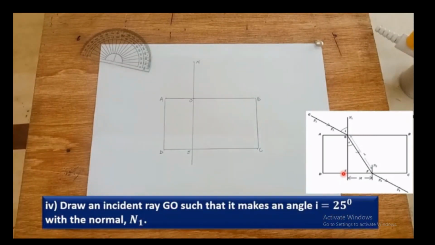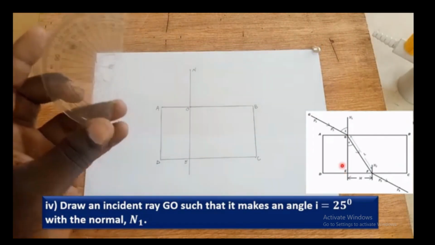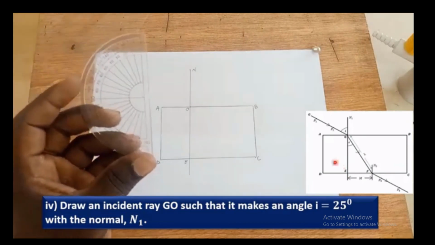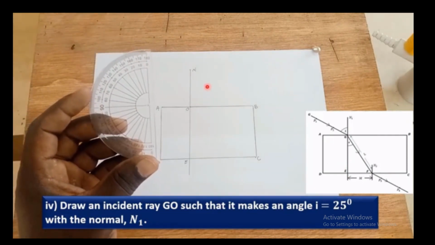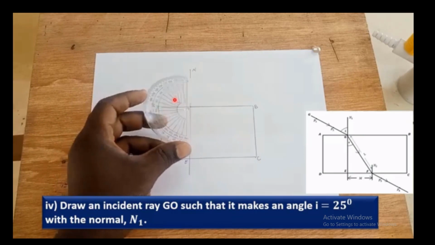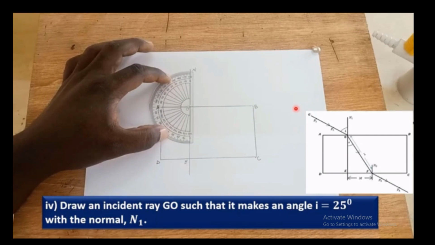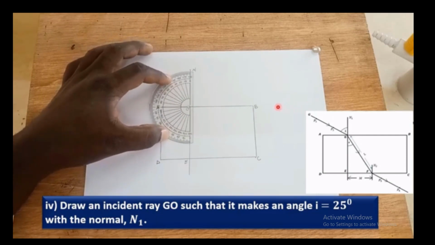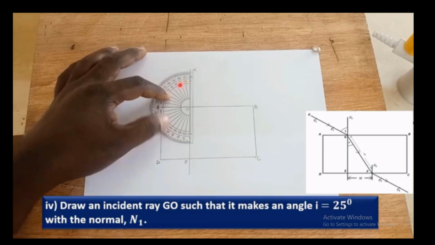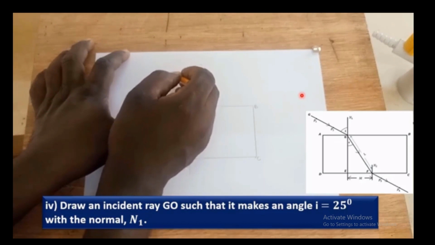Now the next thing we are going to do, we are going to draw an incident ray GO such that it makes an angle of 25 degrees with the normal N1. So you take your protractor, then you align it together with the normal to make sure that the 90 degree is at the normal point and at the same time is at line AB. So let's see what is going to happen, and let's find the angle, then you trace the angle 25 degrees.